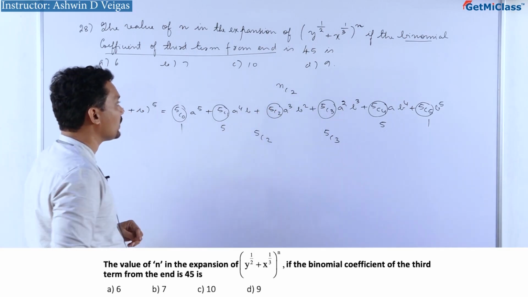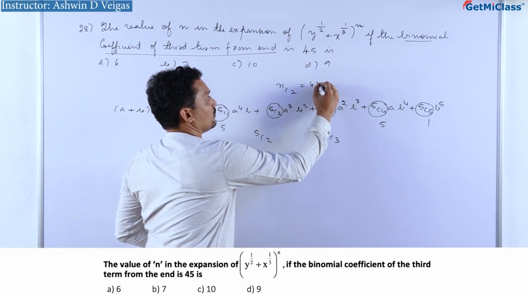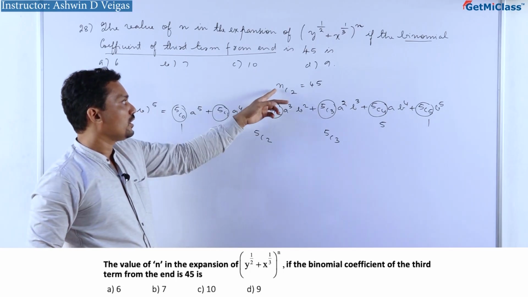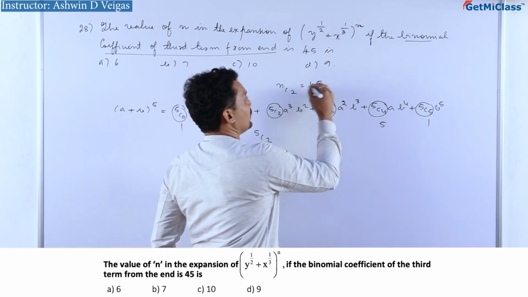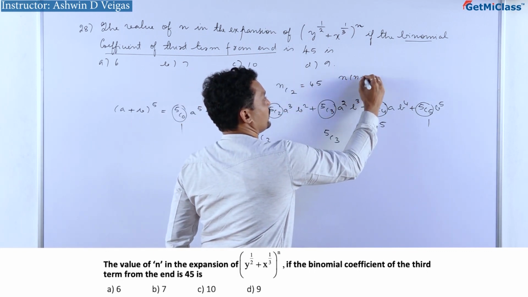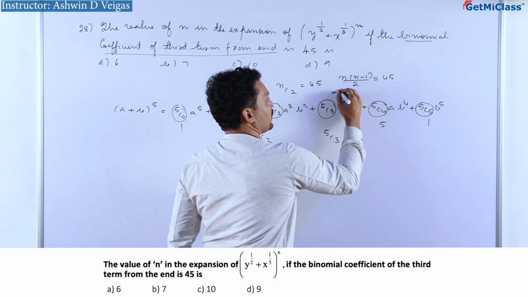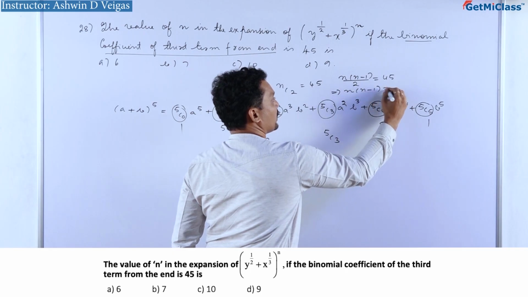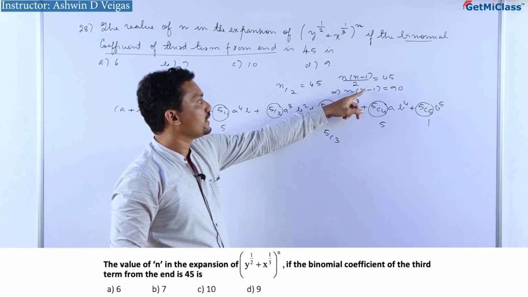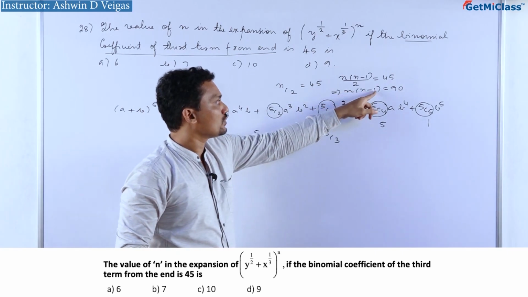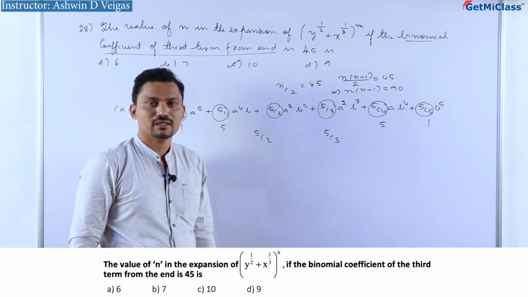And according to the data, it is 45, that is nC2 = 45, and we know the value of n is 10 because we know 10C2 is 45, otherwise you have to expand. So, nC2 is n(n-1)/2 = 45. If you cross multiply, this gives n(n-1) = 90. So, n = 10 will satisfy because if you put n = 10, you get 10 into 9 = 90. So, n is equal to 10. Therefore, option C will be the required answer.